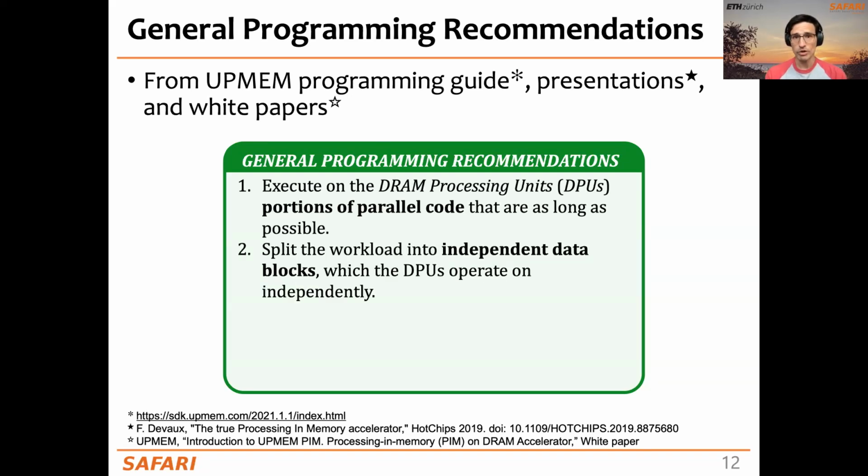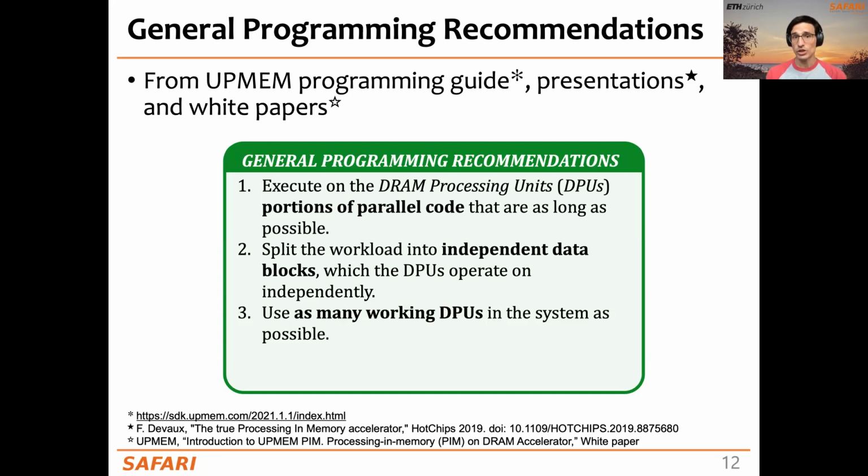The second general programming recommendation is to split the workload into independent data blocks which the DPUs operate on independently. This is going to be important because, as we will see today, communication across DPUs, between DPUs, is quite costly. So if we can partition the workload in a way that each DPU gets assigned independent data blocks and they don't need to access data in other DPUs, the performance of our program will be much higher.